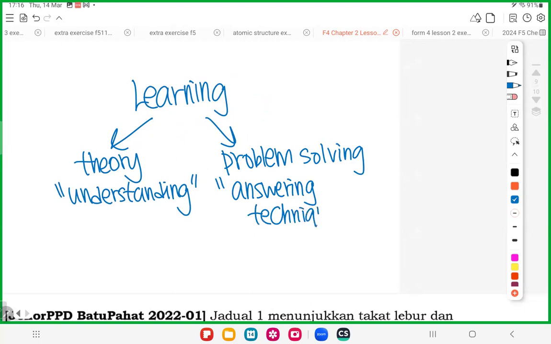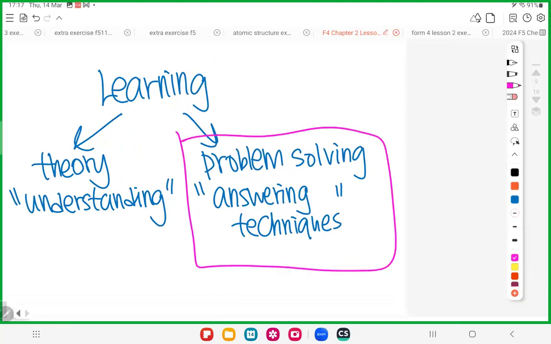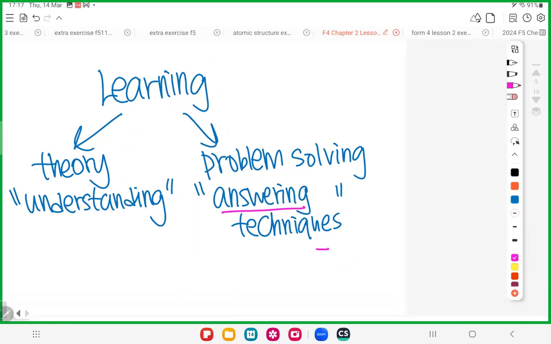So now the problem for the majority of students, a lot of students, including Form 5, the problem is always here. Theory, they seem to understand. They say, Mr. Martin, I think I know the theory. I think I understand the theory. But when I do questions, I cannot score. So that's the problem. A lot of students, their weakness is here. They don't know how to answer the question, the answering techniques.